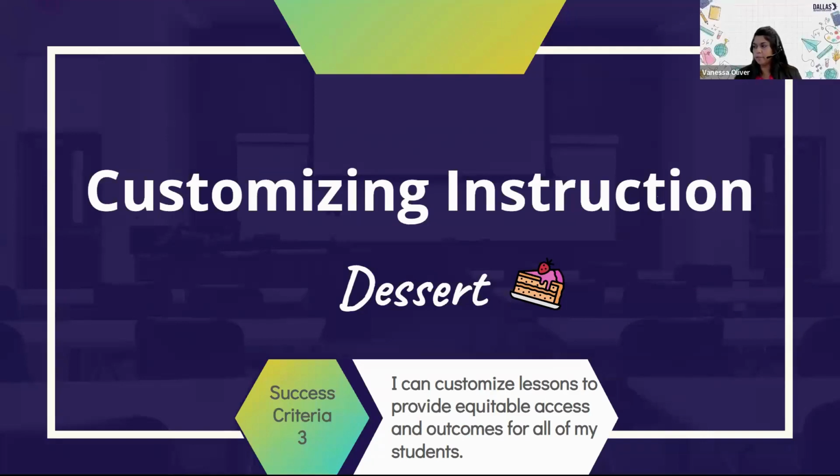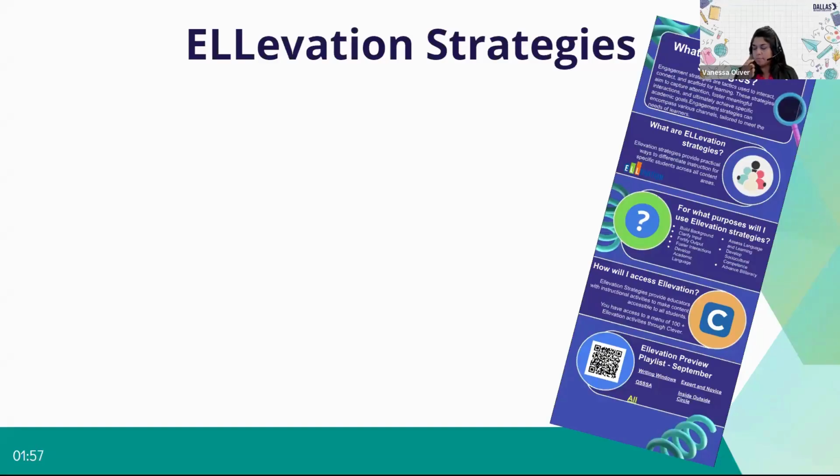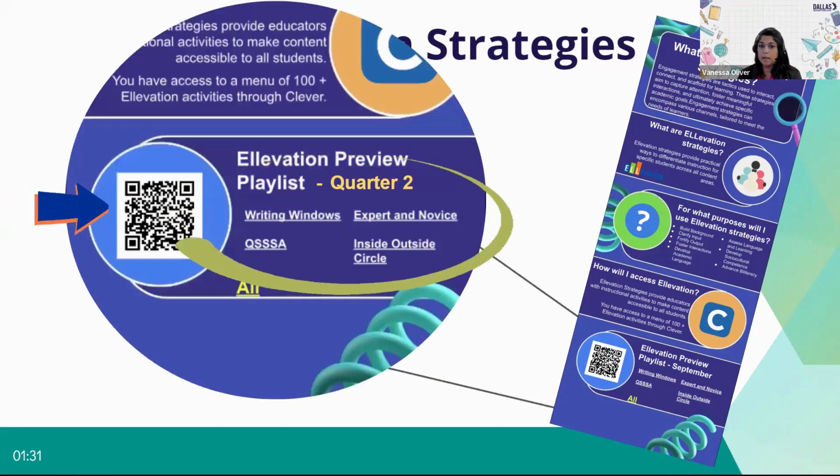Okay, moving on to our final success criteria involving customizing lessons to provide equitable access and outcomes for all students. When we talk about customization, we want to highlight the district resource Elevation. Elevation strategies provide practical ways to differentiate instruction for students across all content areas. These strategies provide educators with instructional activities to make content accessible to all students. And there are over 100 different strategies in the Elevation library, which can be accessed through Clever. We'll show you in just a second how to get there.